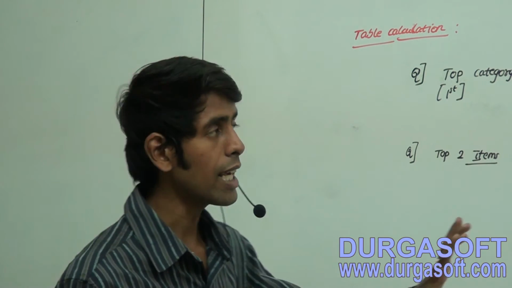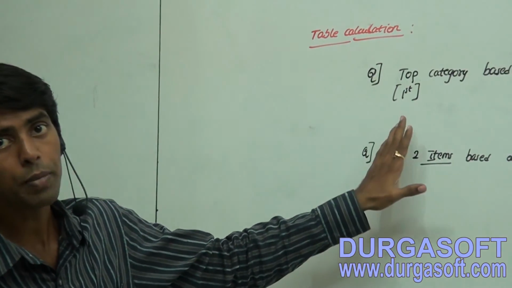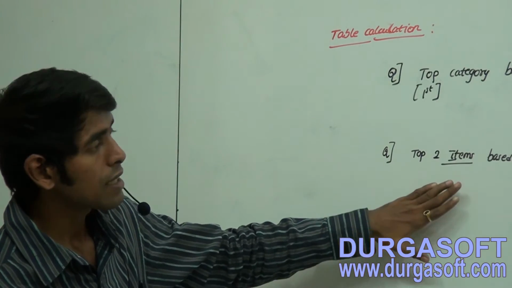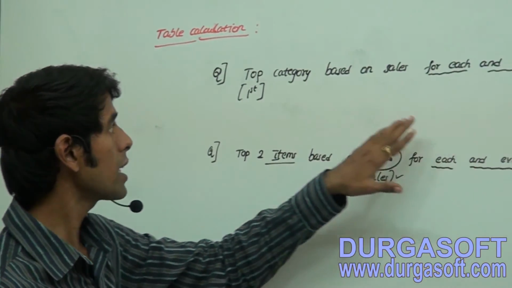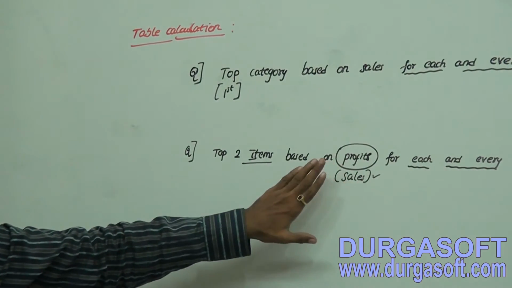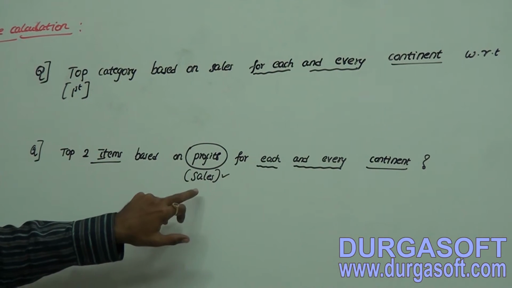Okay, and we are going to apply the same process, the same methodology, for this question. It is so simple. If you understand this first question, this question also will be very simple. What is that? Top 2 items based on sales.